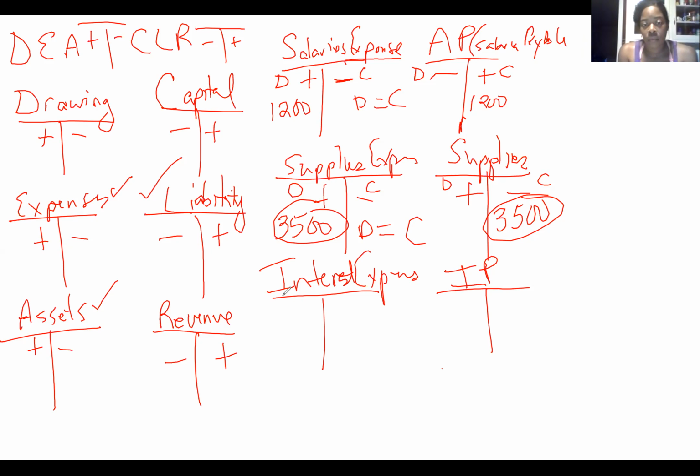So since this is an expense account, is this going to be a plus minus or a minus plus? Interest. It's a plus minus because it's an expense. All of the expenses are going to be plus minus. So this is something I would suggest you write down and have with you at all times, that way you don't have to guess. So all the expenses are plus minuses.